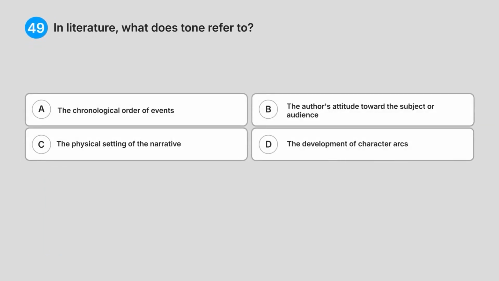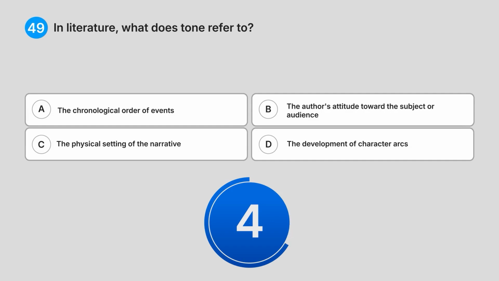49. In literature, what does tone refer to? A. The chronological order of events. B. The author's attitude toward the subject or audience. C. The physical setting of the narrative. D. The development of character arcs. Do you know the answer?